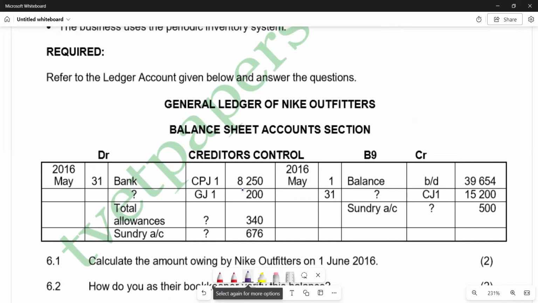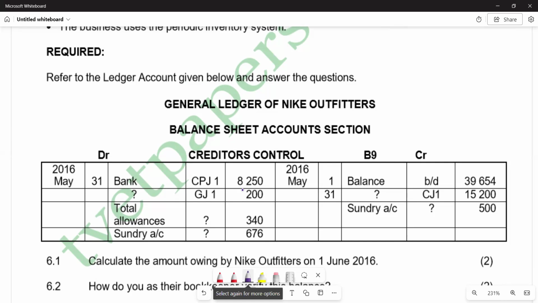Remember, after balancing, you're going to get your balance CD, and then you've got a balance BD, which is going to have the first day of the next period, which is obviously, according to this question, will be 1 June. So we're going to balance this account, and the balance that you're going to get is going to be the amount owed by Nike Outfitters on 1 June 2016.